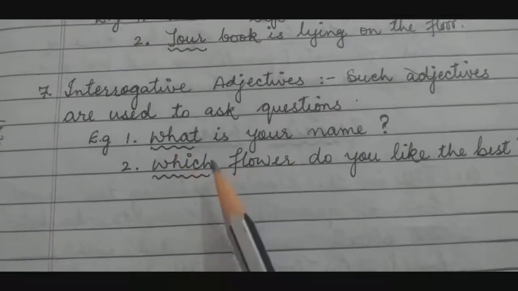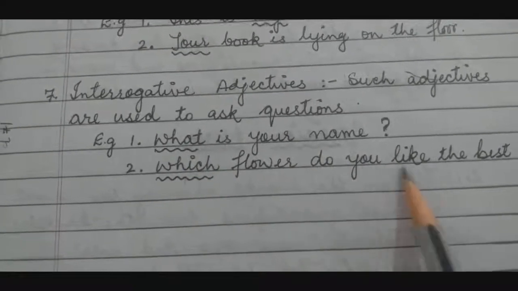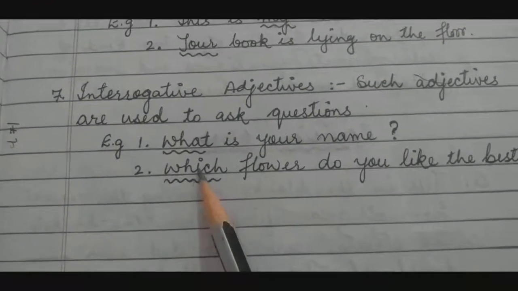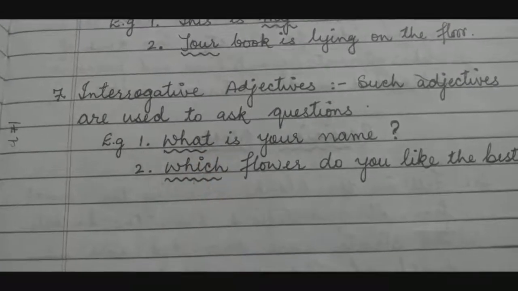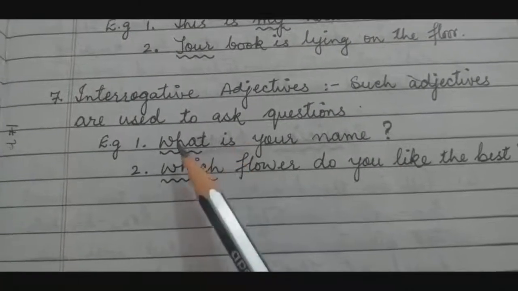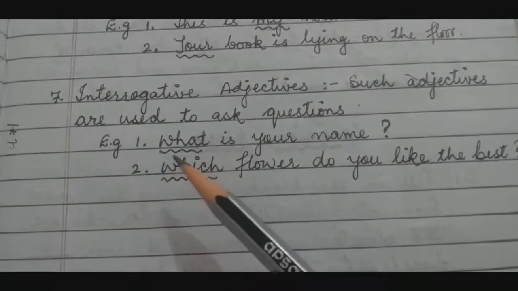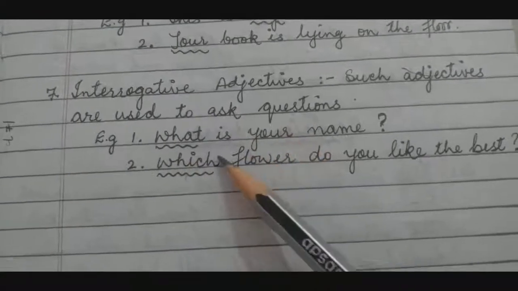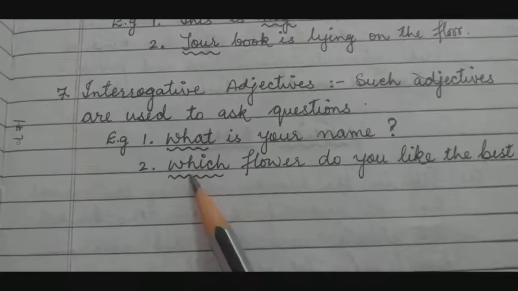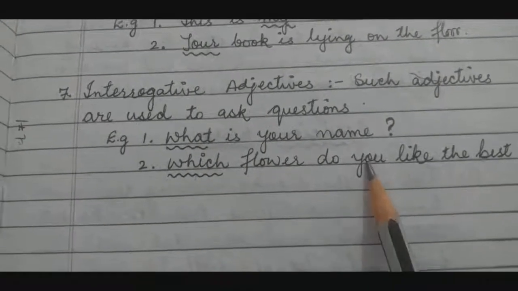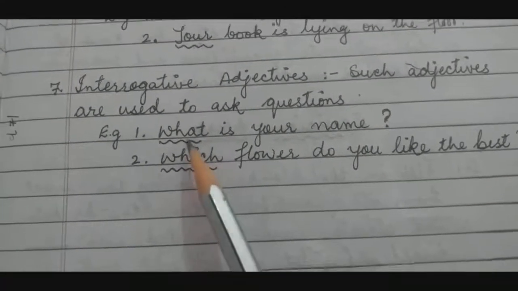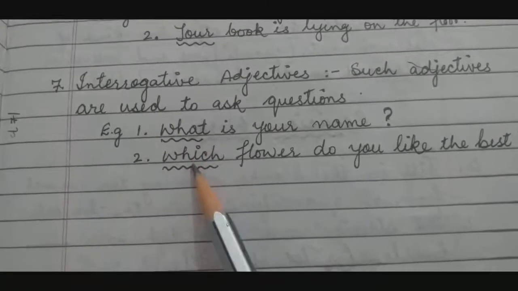What. Number 2. Which flower do you like the best? What is the adjective here? Which. So this what and which show interrogative adjectives. Because with the help of what, we can understand that we have to answer the question being asked. With the help of which, we can understand that the sentence is an interrogative sentence. So what and which become interrogative adjectives.